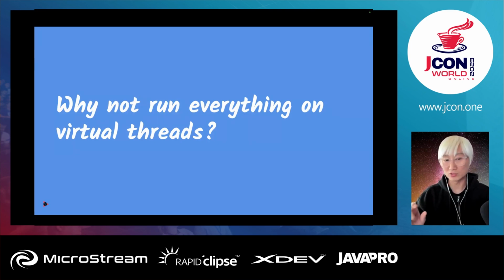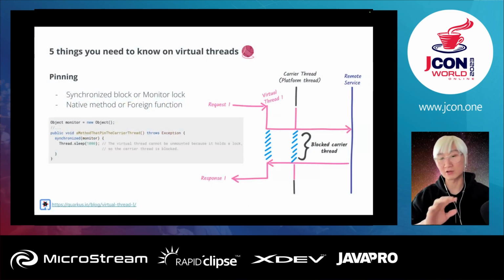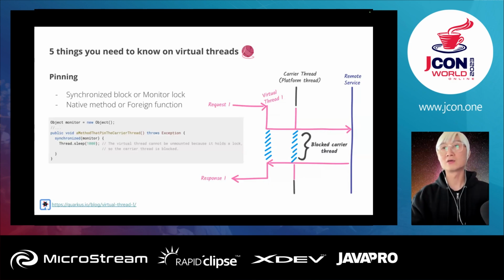So there's one thing you need to be cautious about. Why can't you run every application on virtual threads? Because there are many restrictions with virtual threads. Even though it's a really good capability, it just came out, and there are some limitations at this time in applying all virtual thread capability across the Java ecosystem.